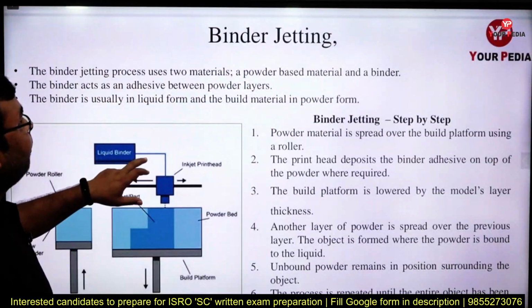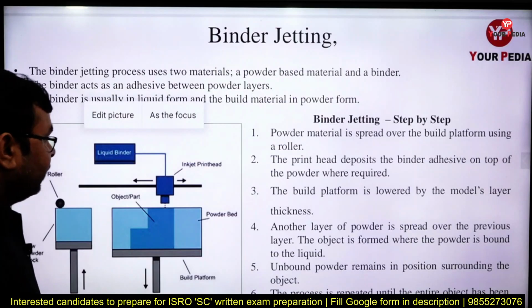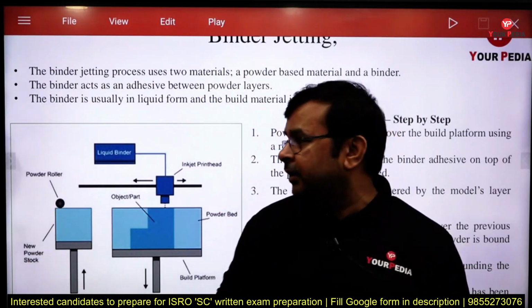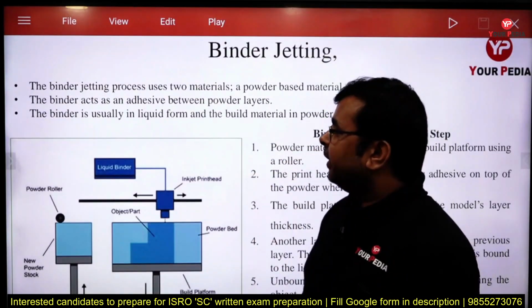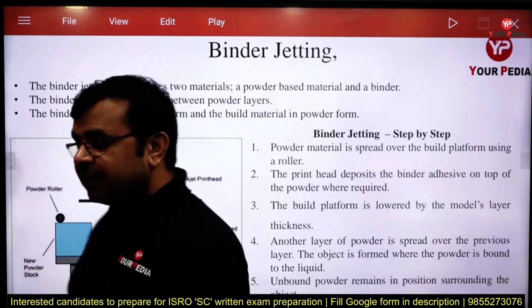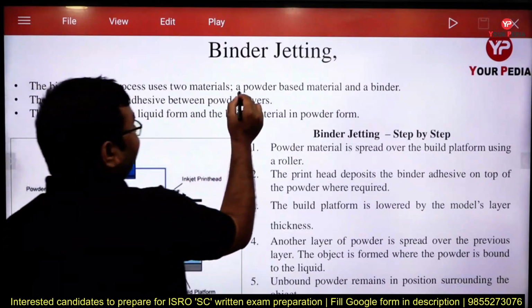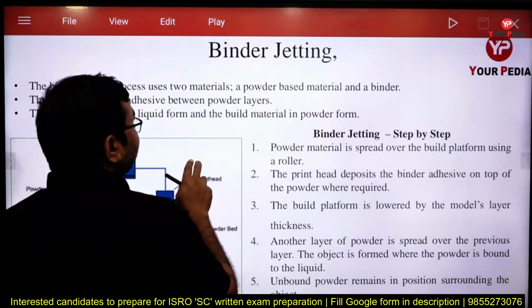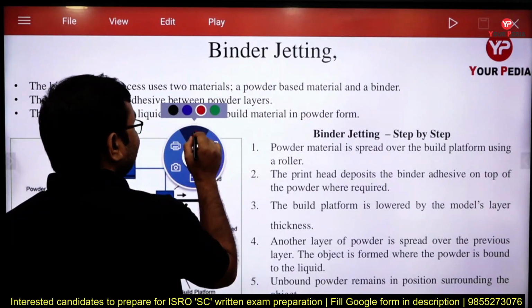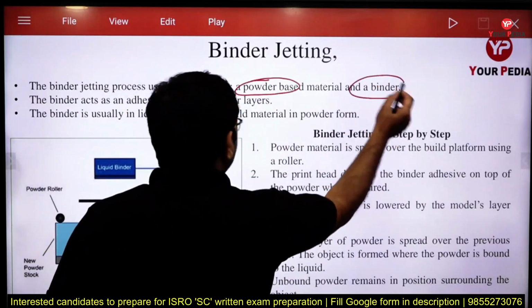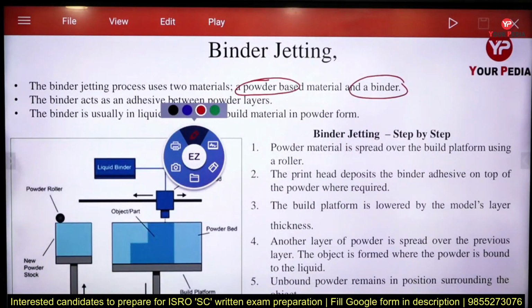And now let us see the binder jetting process. This is another class of additive manufacturing process, that is binder jetting. The binder jetting process uses two materials, that is powder, this is our parent material, and along with this powder we use binder, yes or no, we use binder.